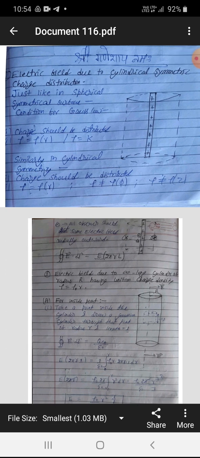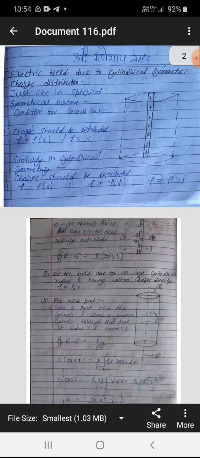spherical symmetric charge distribution. Just like in spherical symmetric charge distribution, we saw that charge should be distributed over the spherical surface and the charge density should either be a function of r or it should be constant. Similarly, in case of cylindrical symmetric charge distribution, the condition to apply Gauss law is that charge should be distributed over the cylinder and rho should either be a function of r or it should be constant.